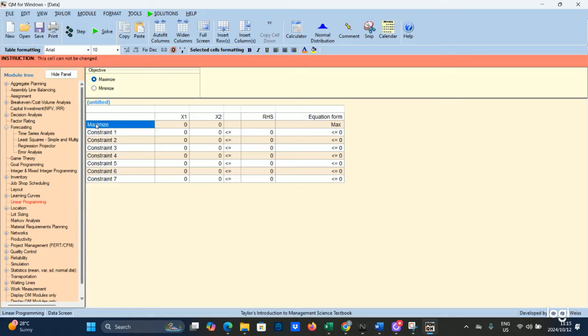Here, the first row that's written maximize is where you write your objective function. And if you notice, you can change your objective here. If I see that maybe I made a mistake and selected maximize, I can just go here, and now you can see my objective function is minimize. But in this case, since we're maximizing, we're going to go back to maximize, right?